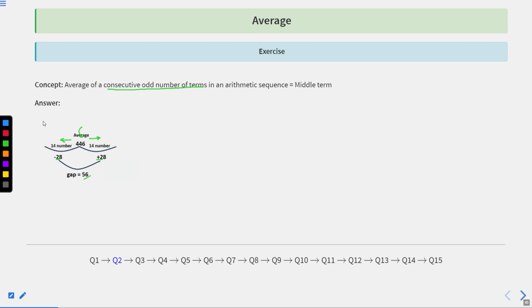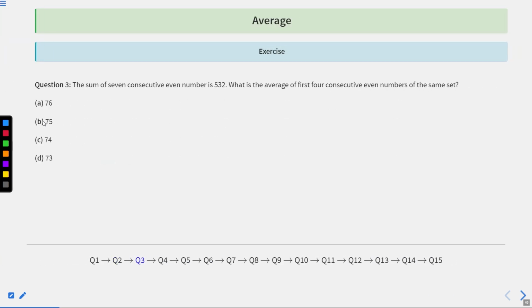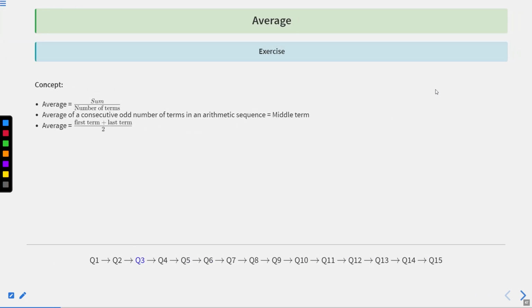Let us now move ahead to question number 3. The sum of 7 consecutive even numbers is 532. So we have 7 consecutive even numbers and its sum is known, that is 532. So what is the average of first 4 consecutive even numbers of the same set? So we are taking the first 4 numbers out of these 7 and the sum of these 7 numbers is given to us. So let us first quickly recall the concept that will be useful here.